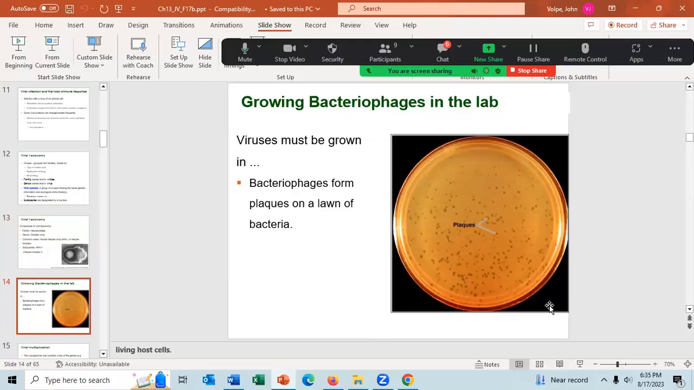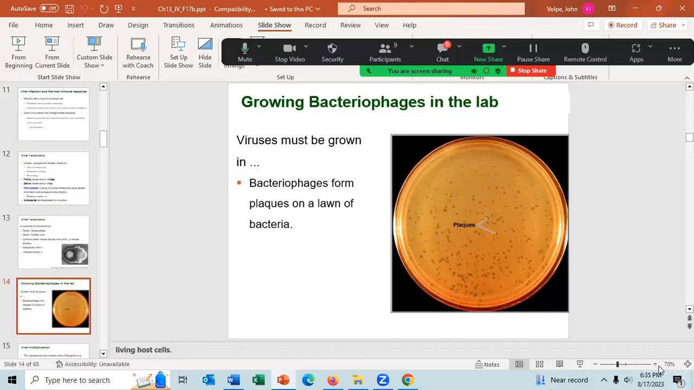When we're growing bacteriophages in the lab, bacteriophage is the term used for a bacterial virus, a virus that grows in bacteria cells. The viruses must be grown in bacteria. So what we do to grow up bacteriophages is you make a plate of agar and you put the bacteria everywhere on the plate so the bacteria grow everywhere. We call that a lawn of bacteria.